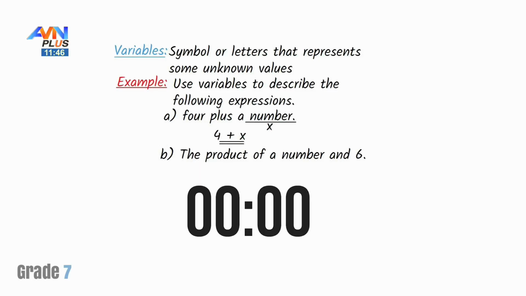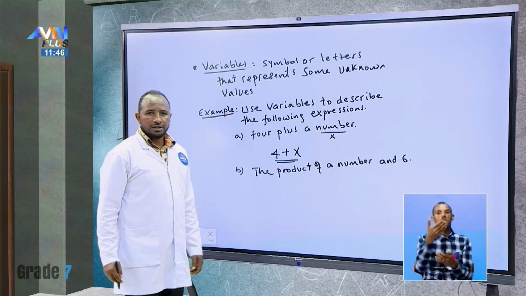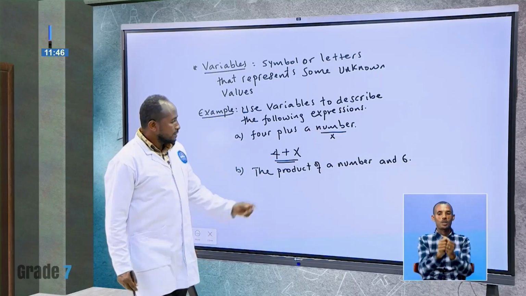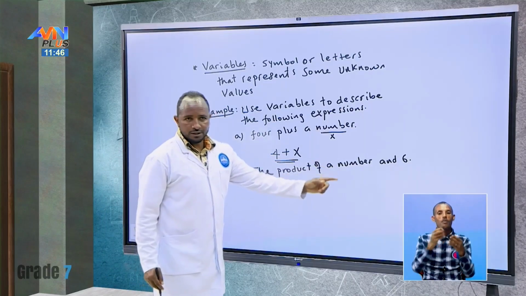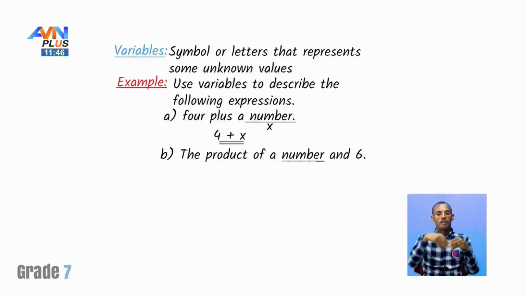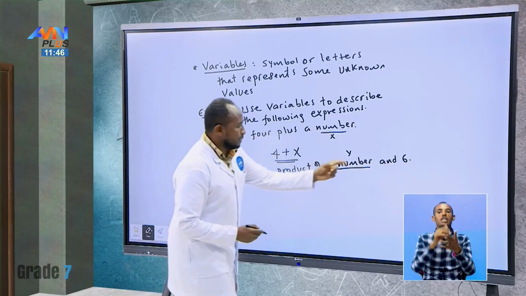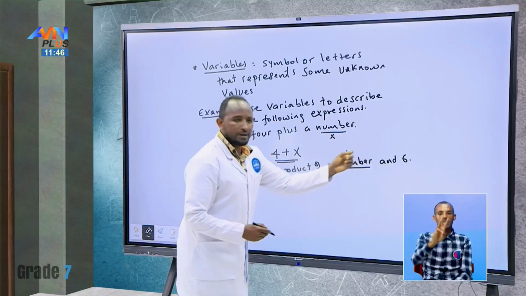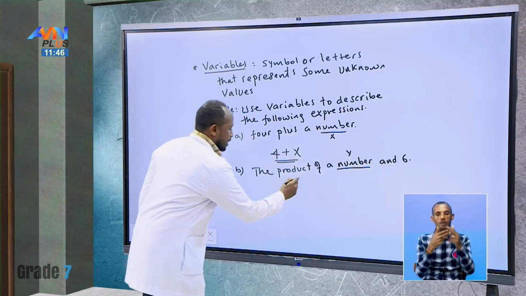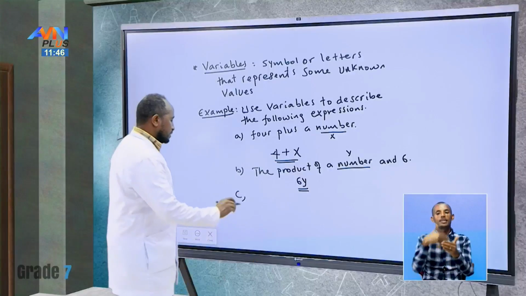Students, have you tried the question? Good. Let's see the answer together. The product of a number and 6. Let's just give a variable for the unknown number. Let's say it's y. The statement says the product of a number and 6, so it's 6 times y. This will be the answer. Let's see the next one.